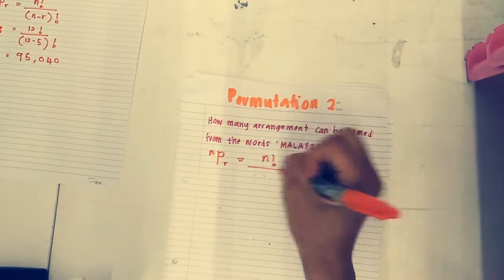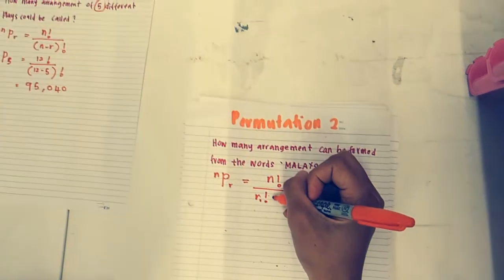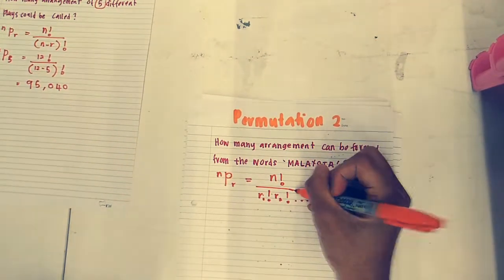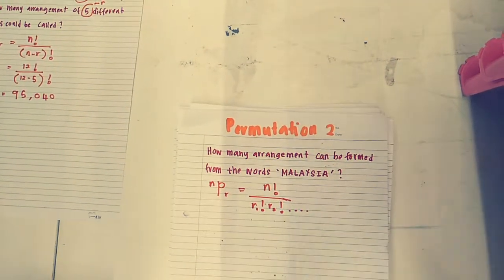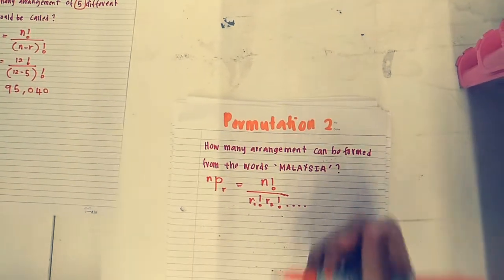n factorial per r1 factorial, r2 factorial, and this happens when there are identical objects in the group. We need to use identical objects.